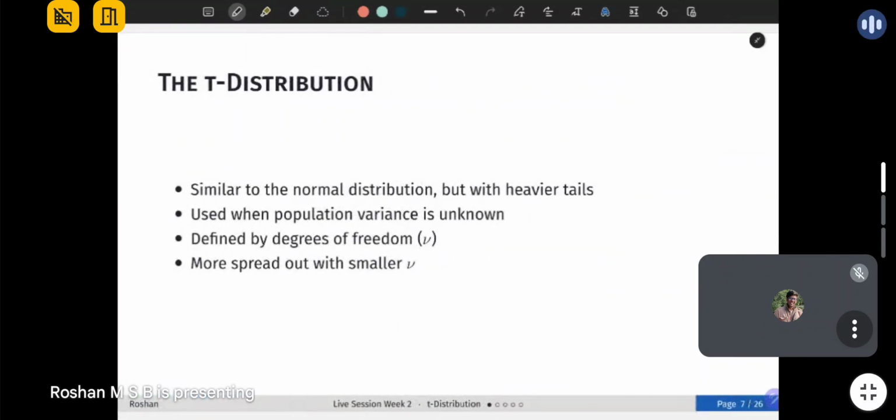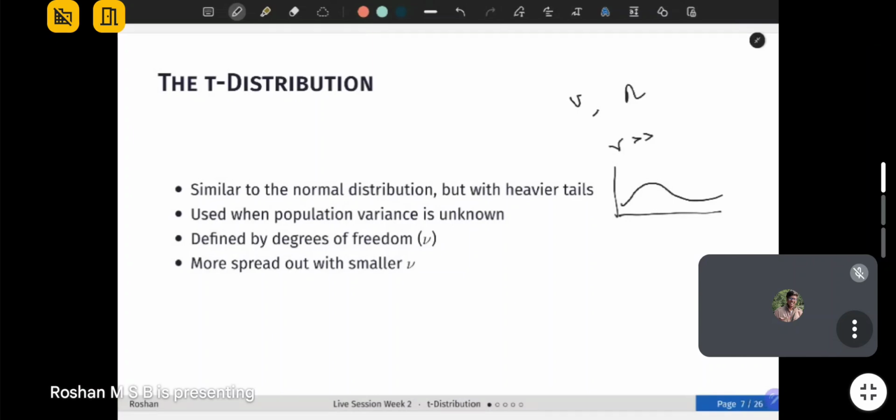And moving on to the T distribution, it is quite similar to the normal distribution. It's also continuous. And we use the T probability distribution only when the population variance is unknown. You also have a parameter called nu, or degrees of freedom, typically n. The more the degrees of freedom, the more spread out the probability distribution.